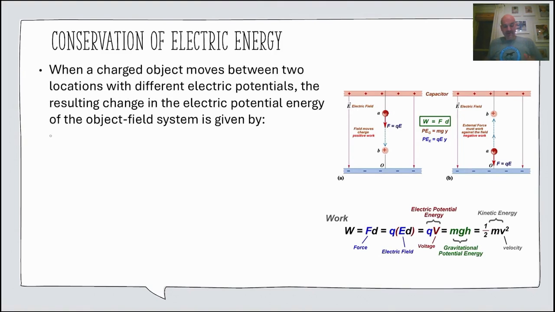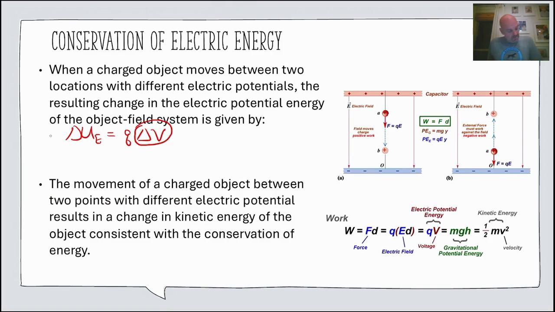When you have a charged object moving between two locations with different electric potentials, the resulting change in the electric potential energy of the object is given by the equation delta U sub E equals Q delta V. And so there's your difference, your change in electric potential. It's very similar to when we talk about mgh. We're just shifting from one height to another. And what are we moving around? In mgh, we're moving the mass around. Here, we're going to be moving the charge around.